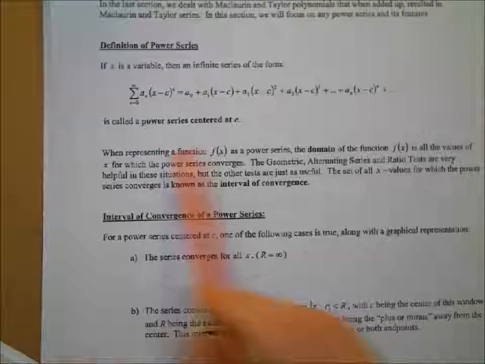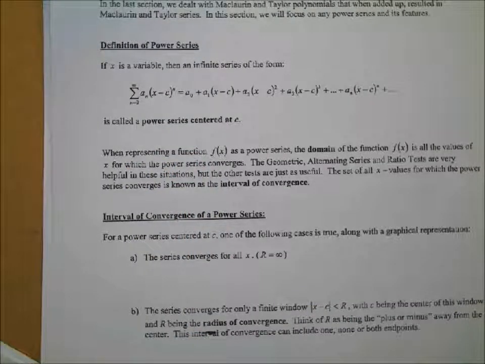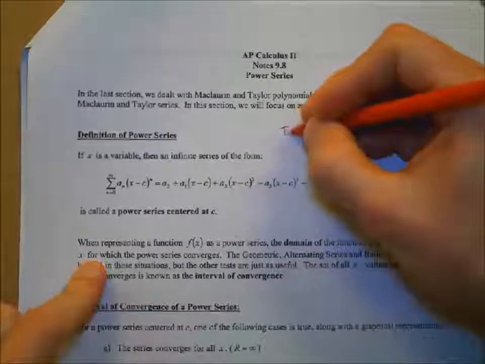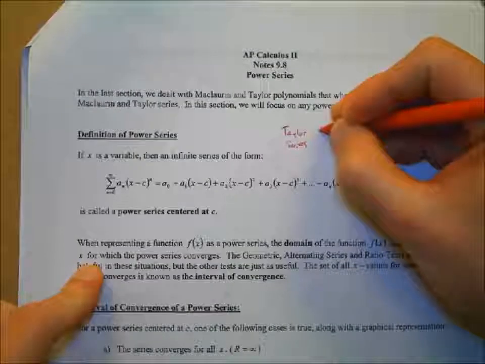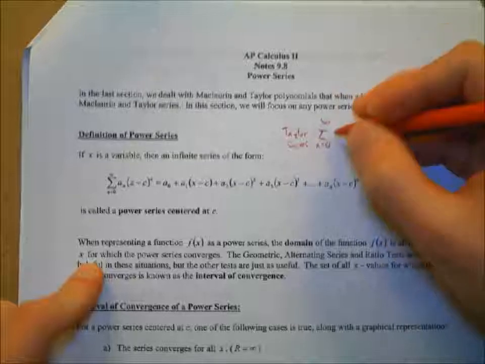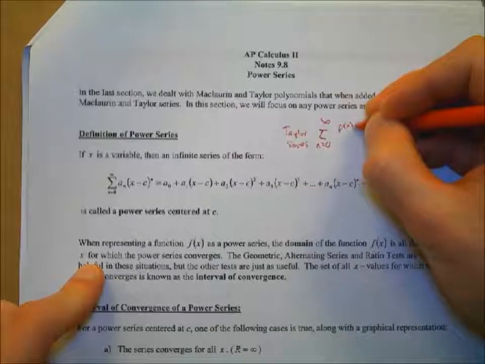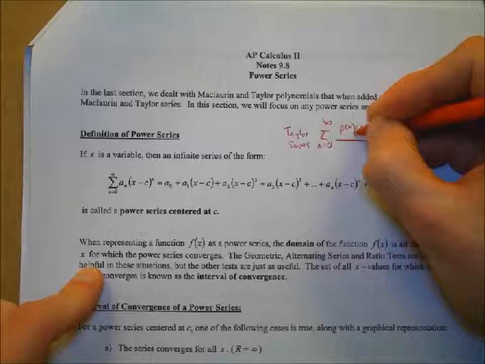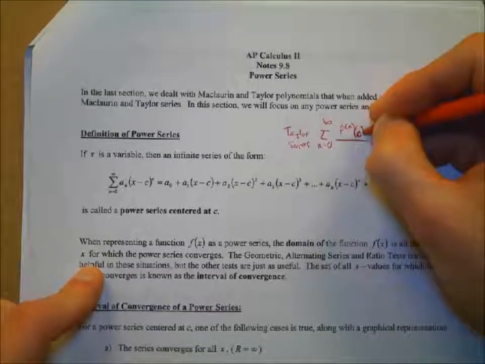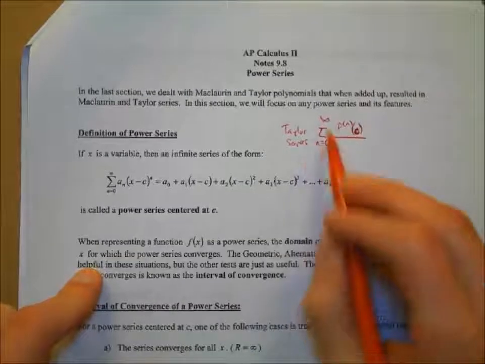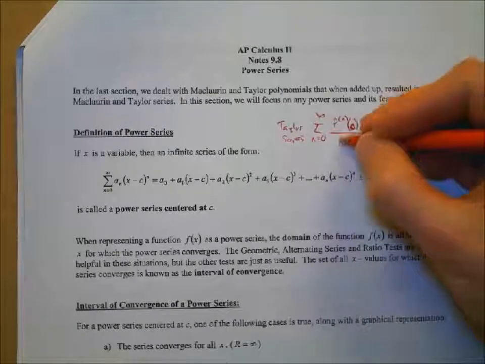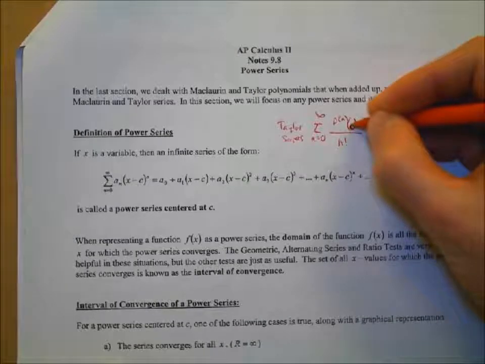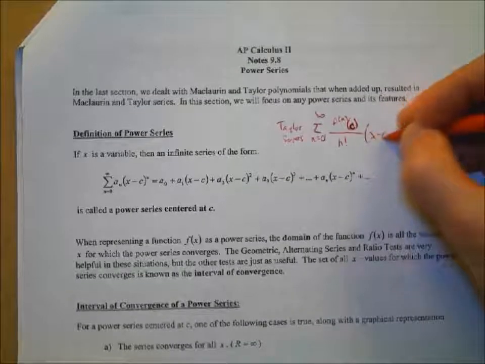When representing a function f of x as a power series, the domain of the function. In fact, maybe I'll write that out here real quick. Just to recall, a Taylor series is in the form sum from n equals 0 to infinity of the nth derivative of f at c over n factorial, times x minus c to the n.